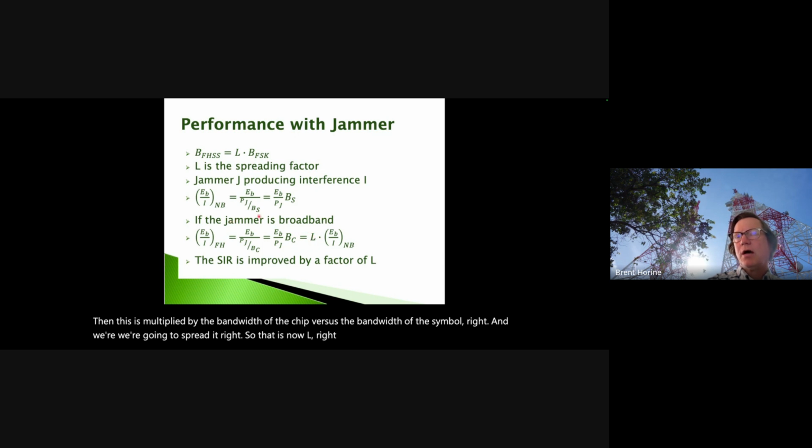So by spreading our signal, it forces that jammer to operate over a broader bandwidth, and that means that our energy per bit for a fixed amount of power here is going to be improved. The signal to interference ratio is improved by a factor of L.